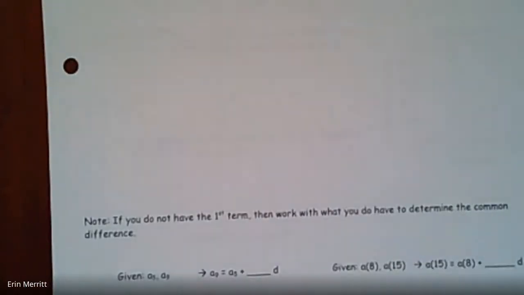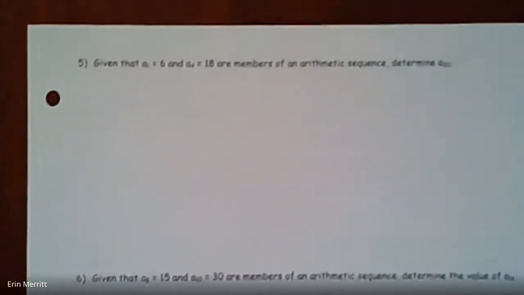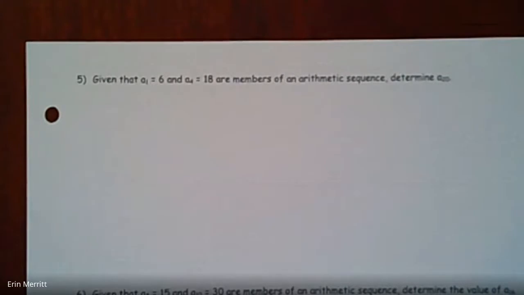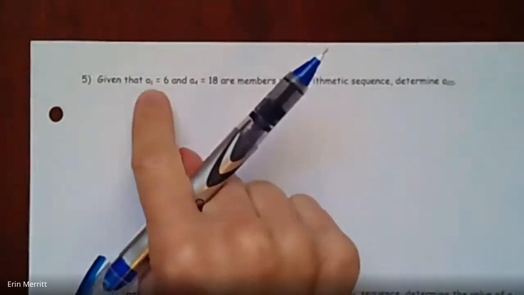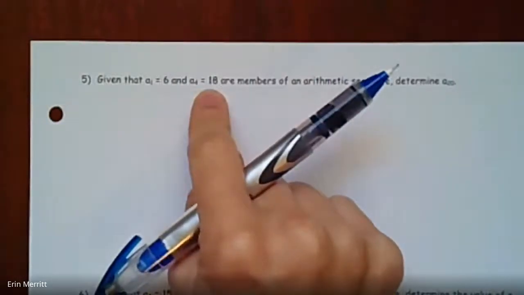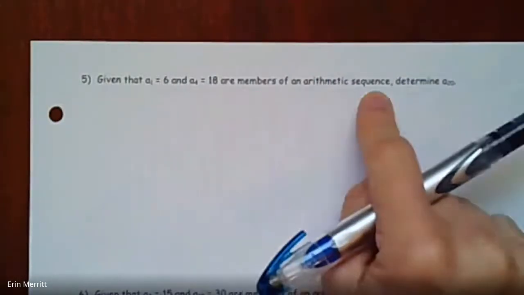I like these ones. These are kind of fun to look at. Number 5, slide up here. 5 says, given the first term is 6, and then the fourth term is 18, because that's what that means. A sub 1 is 6, A sub 4 is 18. Are members of an arithmetic sequence.